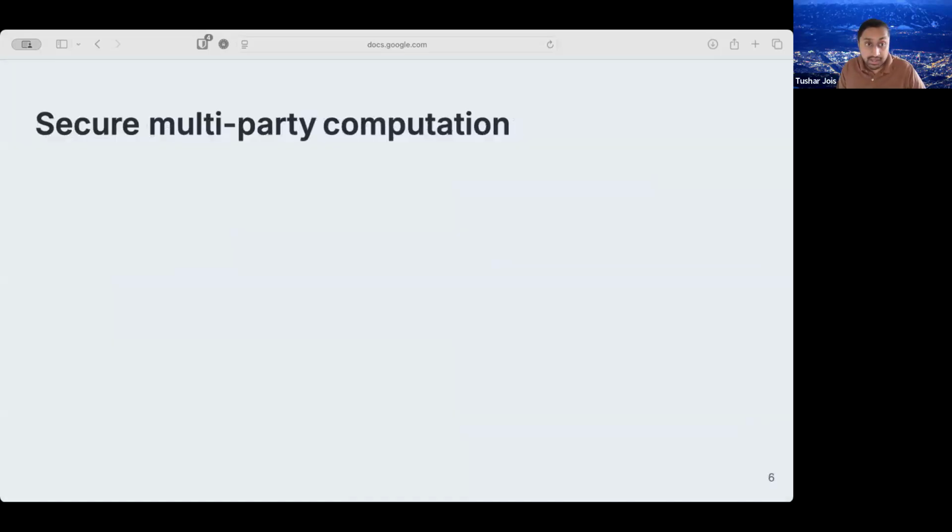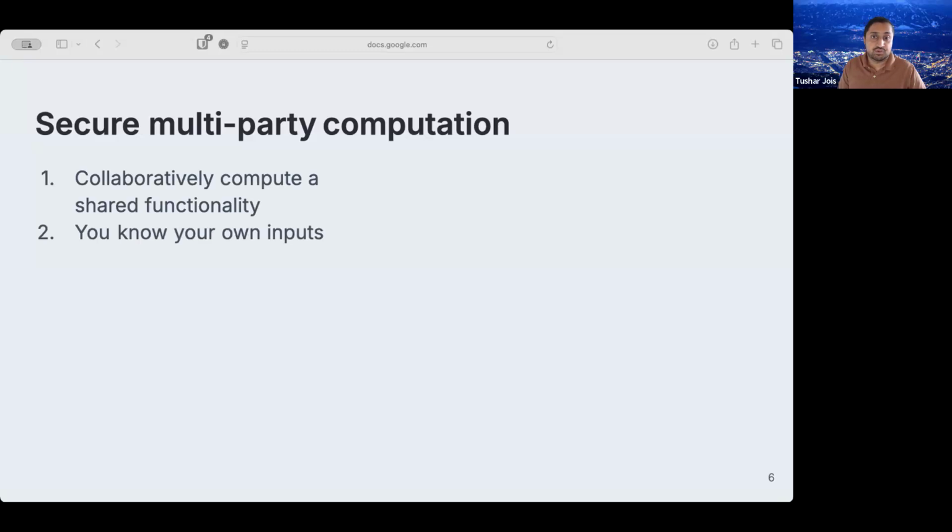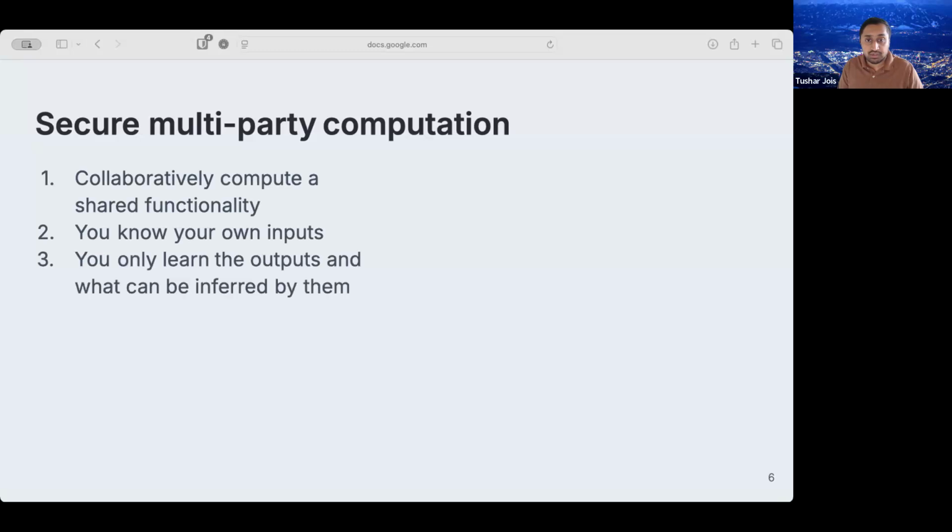So today we'll take a look at secure multi-party computation, which is a cryptographic protocol, or a set of cryptographic protocols, that allow you to collaboratively compute a shared functionality. And you only know your own inputs as they go in. You don't learn the inputs of other parties. In fact, you only learn the output that you receive and whatever information can be inferred from it, right? If you receive, let's say, an average value, you'll only understand something related to other people's data based on the average. So it's a very powerful tool.